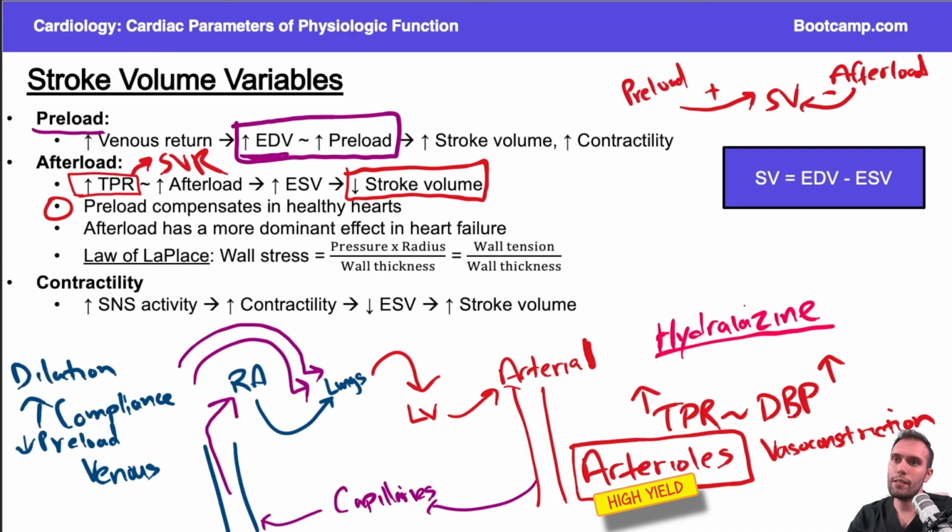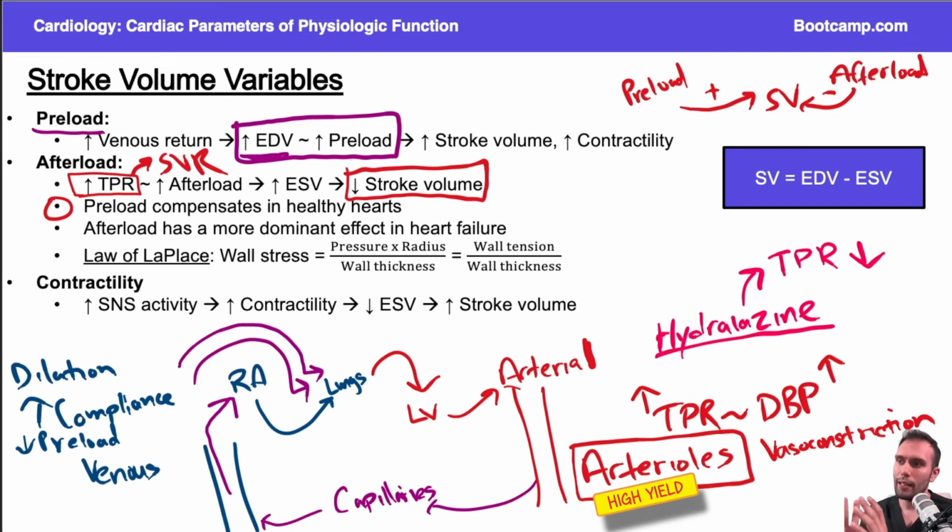So hydralazine is primarily going to affect the TPR. Is it going to raise it or lower it? It's going to lower it because it's a vasodilator. Whereas nitrates are a venous dilator. When they're dilating the venous side, what are they going to do to the preload? They're going to lower the preload.